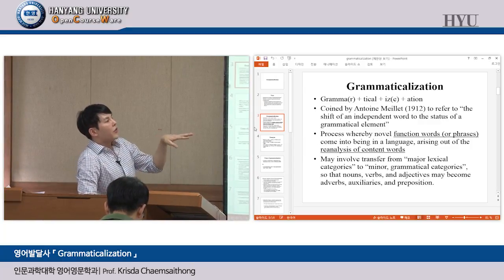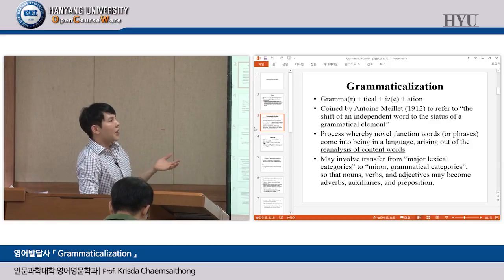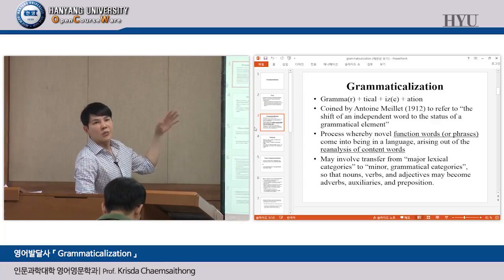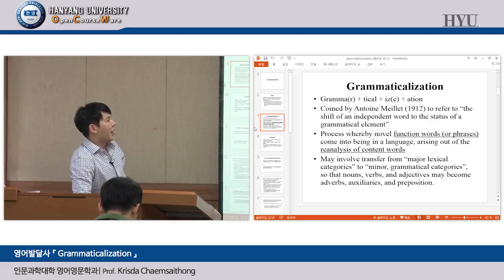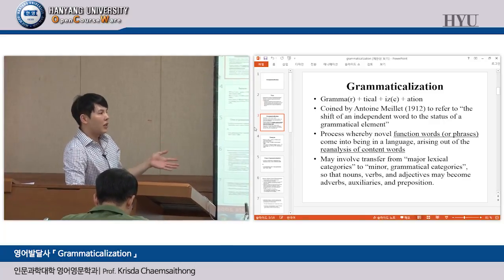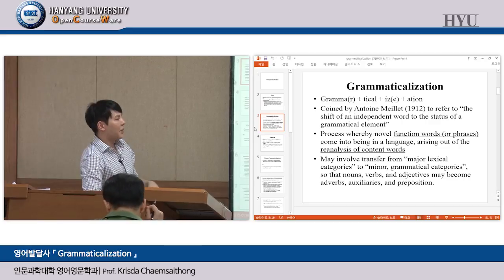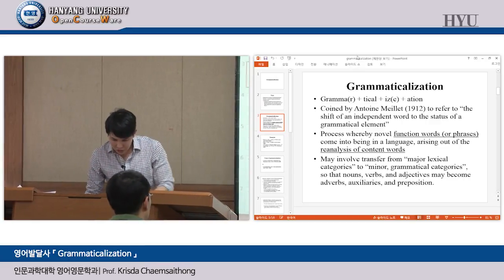Process whereby novel function words, novel is new, right? New function words or phrases come into being in a language arising out of the reanalysis of content words. So it involves reanalysis, which we talked about some time before, right? This may involve transfer from major lexical categories to minor grammatical categories so that nouns, verbs, and adjectives may become adverbs, auxiliaries, and prepositions.